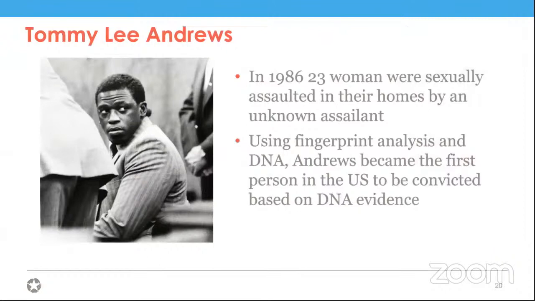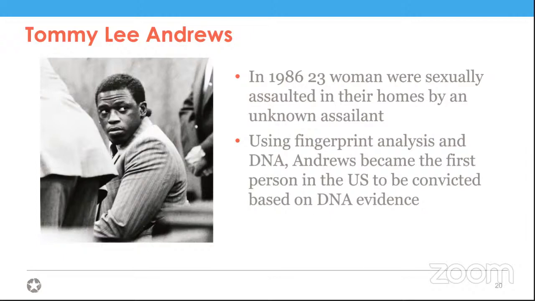The first use of DNA fingerprinting in America involved a serial rapist who sexually assaulted 23 women in Florida. At the time, the identity of the assailant was unknown, but in 1987, a woman called police to report a prowler in her area. This led to the arrest of Tommy Lee Andrews. While in custody, the police were able to match his DNA as well as fingerprints to those left behind at a crime scene. His first victim was also able to identify him as her attacker.